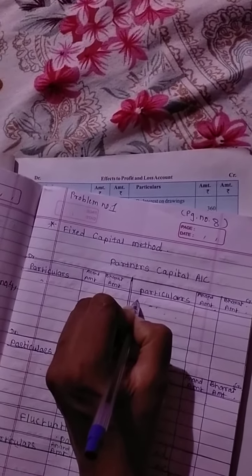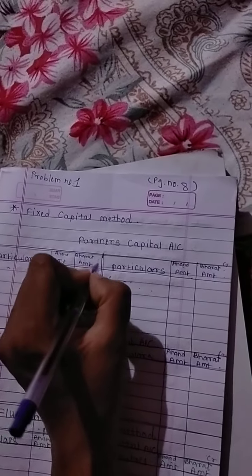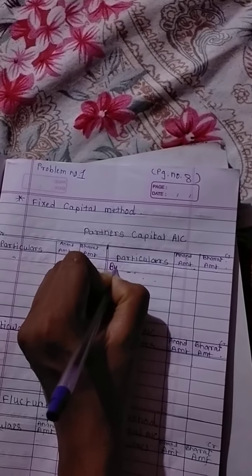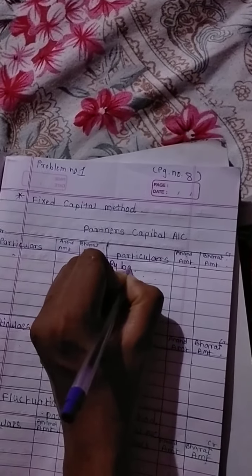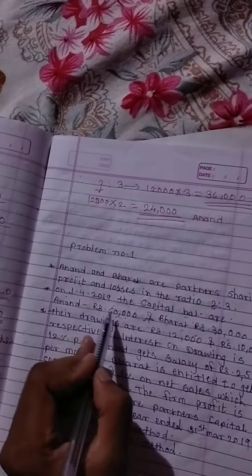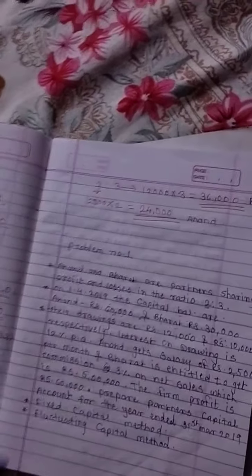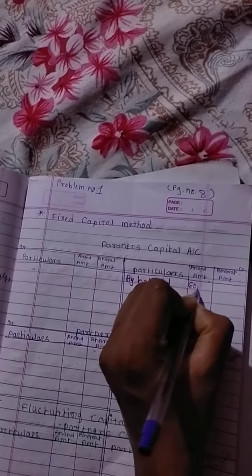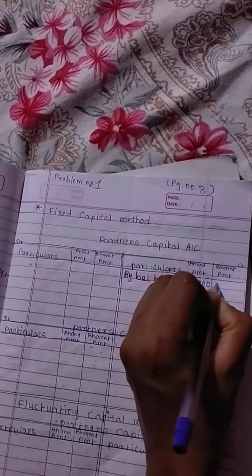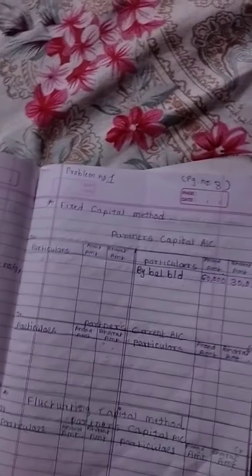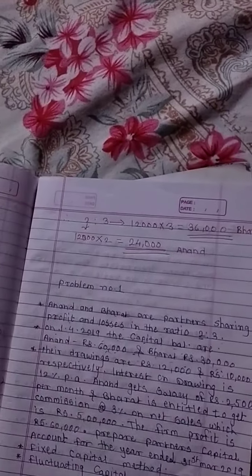So what we are writing here now: by balance brought down, that is 60,000 and 30,000. So write here Anand 60,000 and Bharat 30,000.